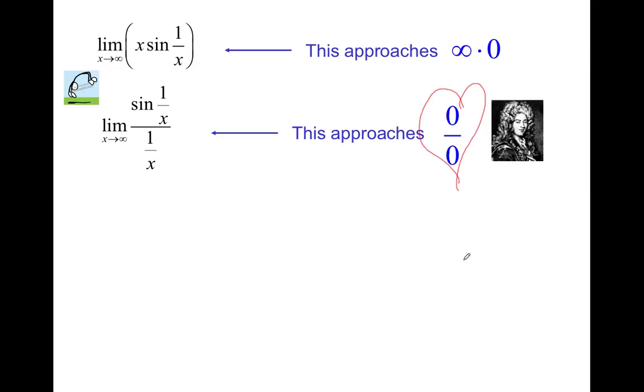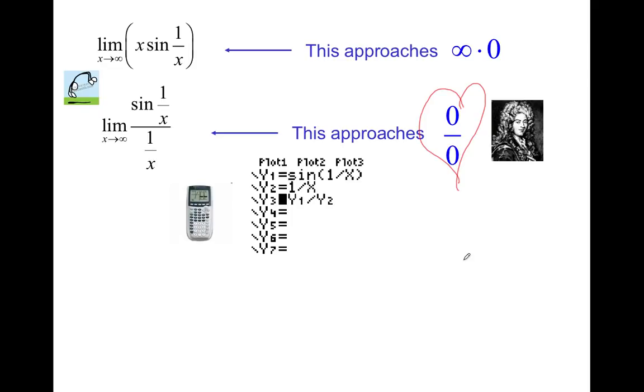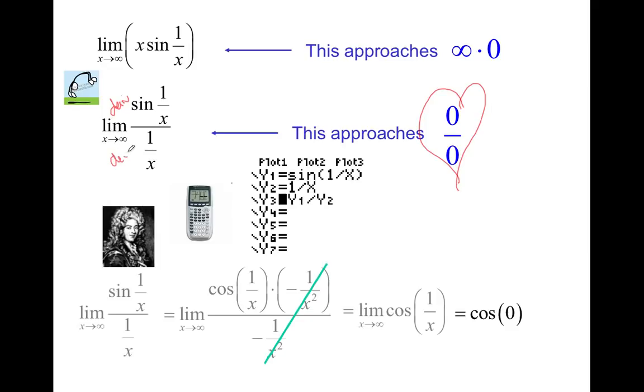Bring Guillaume to the table. Again, you can look at this in your calculator and you can see the answer before Guillaume shows us what the answer is, using your table or your zoom function. But I'm going to take the derivative of the numerator, the derivative of the denominator, and then replug in.